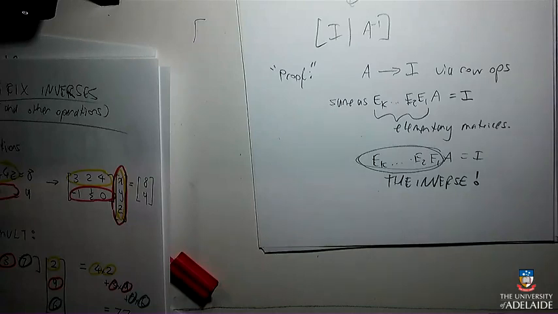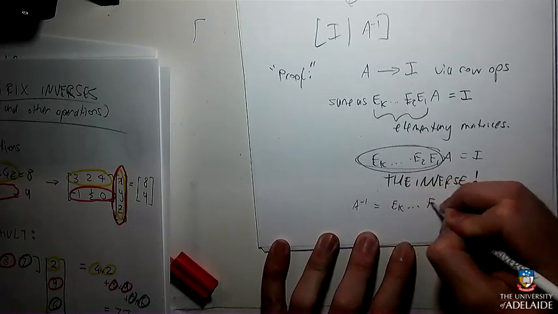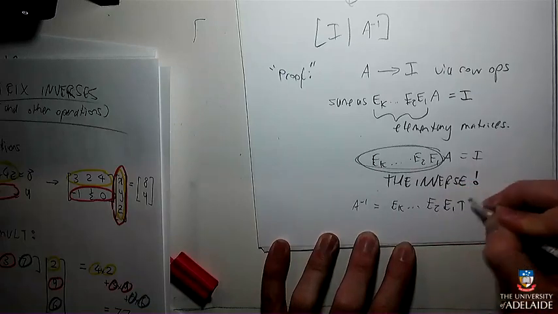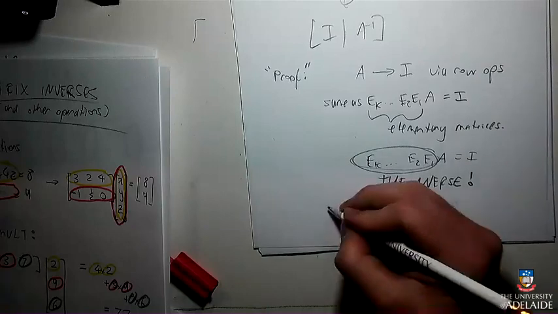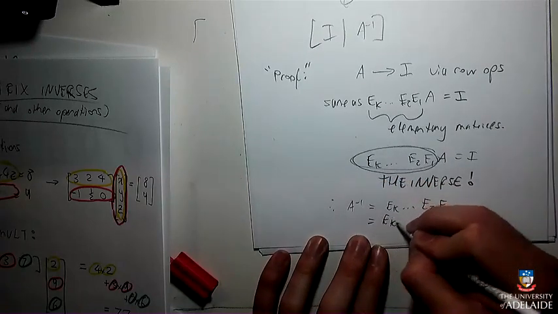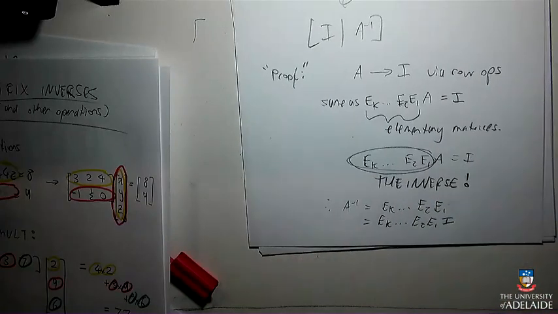So A inverse is Ek ... E2 E1. That's what A inverse is. That's what we've just figured out. Which is Ek ... E2 E1 times the identity, because timesing by the identity doesn't do anything. And doing all this times the identity is the same as doing row operations, because that's what elementary matrices do.